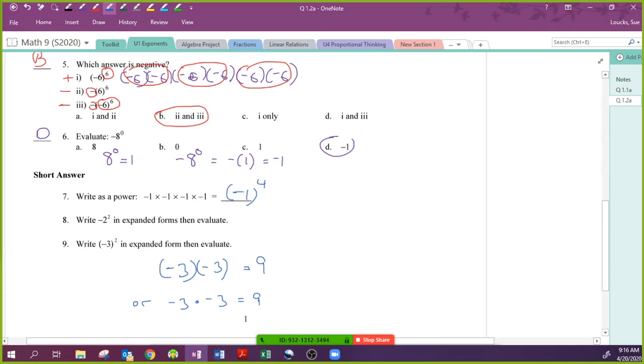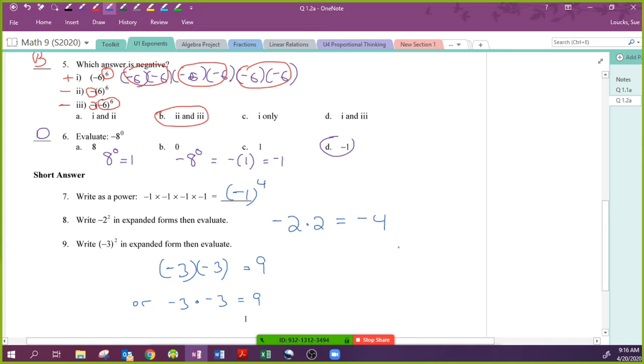Okay, those 2 we've already done. Question 8 is newer, and this is negative 2 times 2. That's how you write that in expanded form. It's 2 times 2, but there's only one negative. Only the first 2 gets a negative. And then to evaluate it, that equals -4.